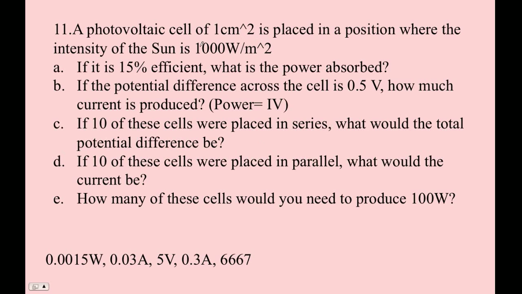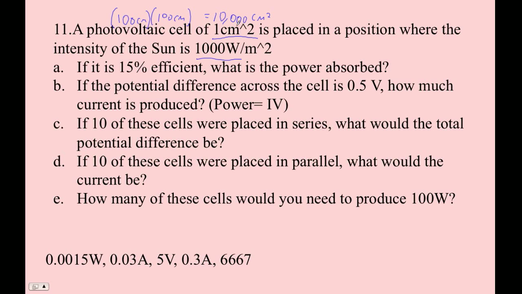Okay, a photovoltaic square cell of 1 centimeter squared is placed in a position where the intensity of sun is 1,000 watts per square meter, right? And the hardest part of this problem is to realize that a square centimeter is actually 1/10,000th. A meter is 100 centimeters by 100 centimeters, right? So that's 10,000 square centimeters. Therefore, a square centimeter is 1/10,000th.